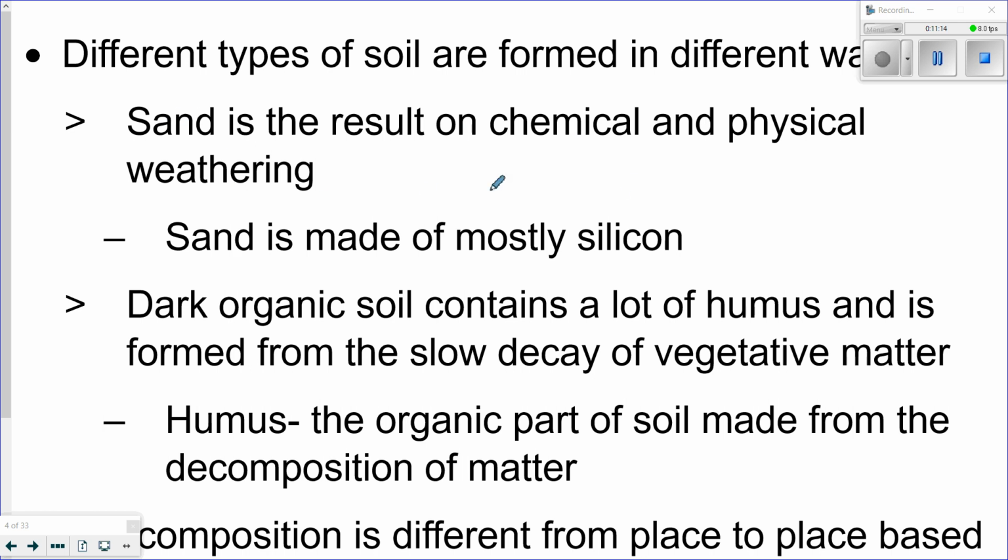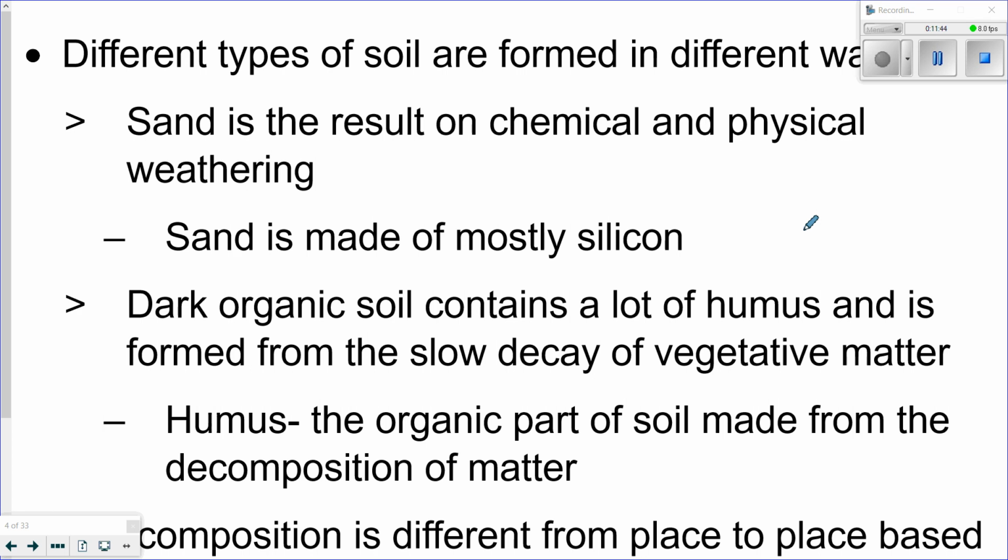Sand overall is made of mostly silicon based material, so it tends to be silicon dioxide based. It can have other substances, but that tends to be what sand is made of. Now in our area, we don't tend to have a lot of just sand. We might have more of clay and things like that, that is more rich in minerals, and it may contain other substances.